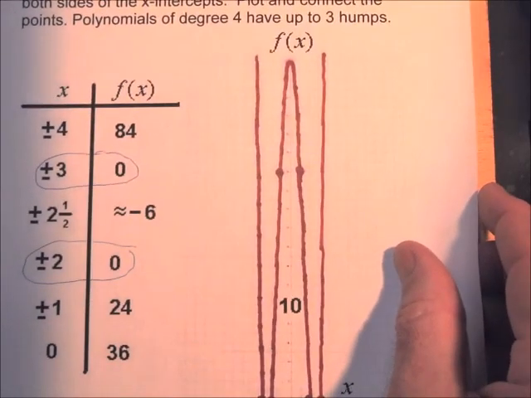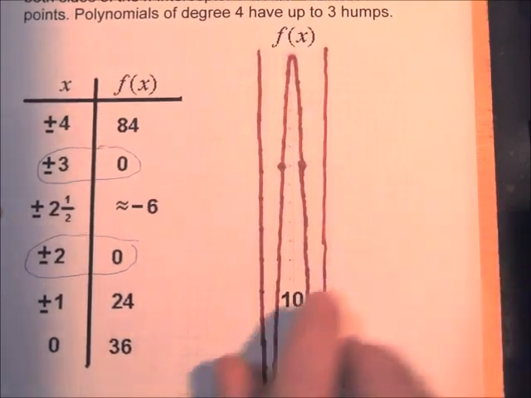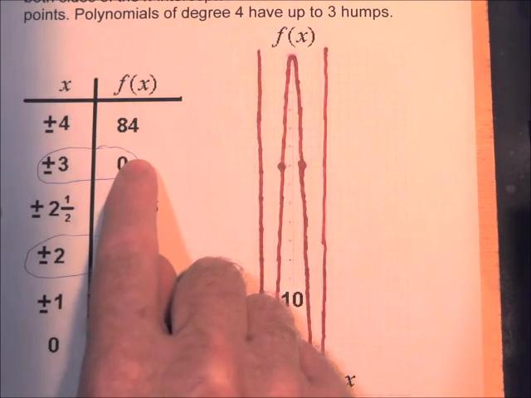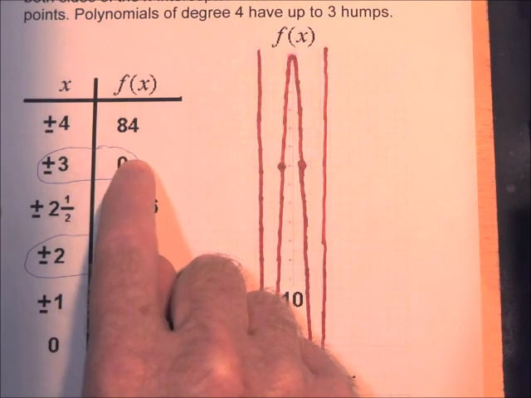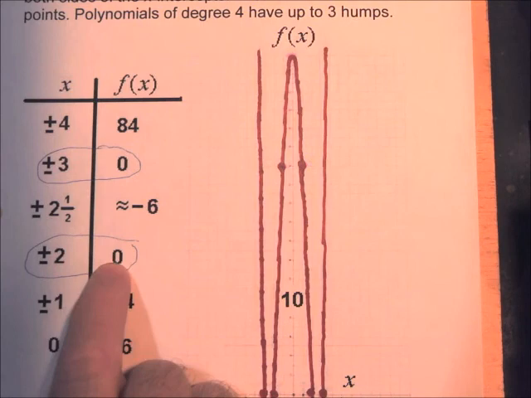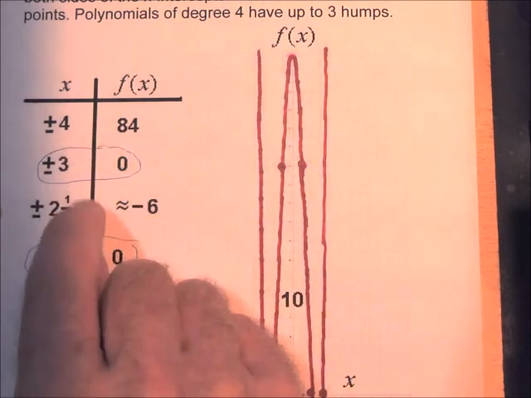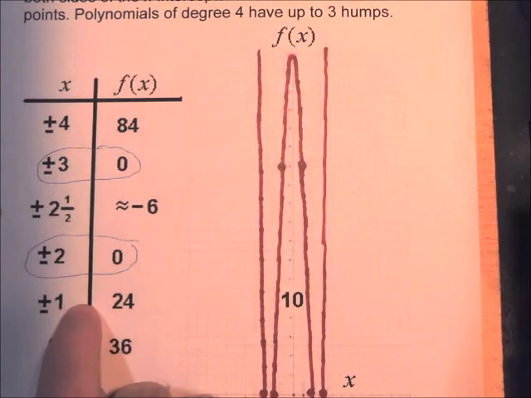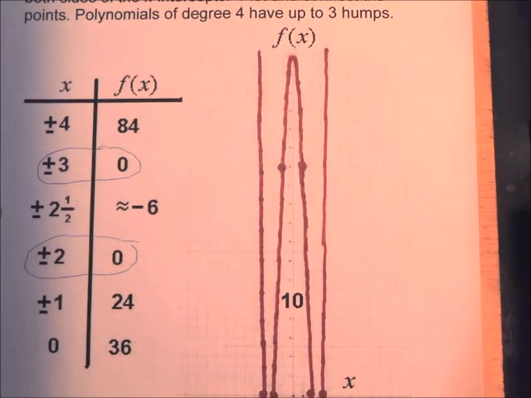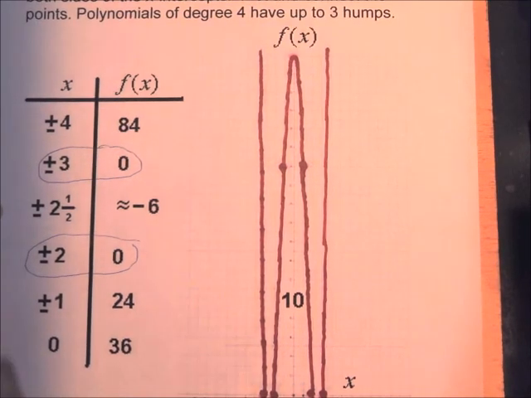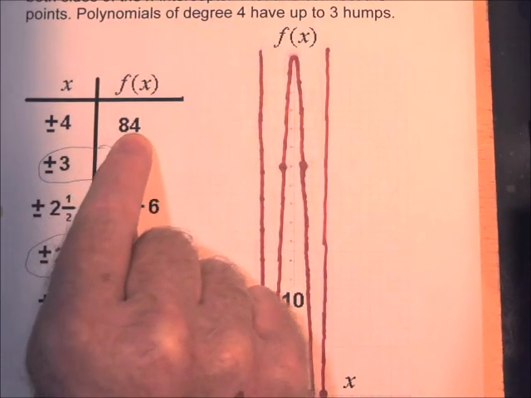Okay, so I made a table of values. And I circled the x-intercepts here. We have plus or minus 3, 0, and plus or minus 2, 0. And we want to pick points in between. So I picked plus or minus 4, plus or minus 2.5, plus or minus 1, and 0. And then I computed f of x for each of these. And again, because it's an even function, putting in 4 gives us the same answer as putting in negative 4.